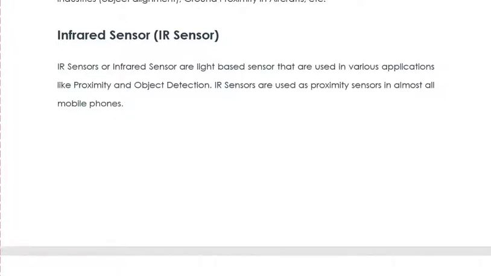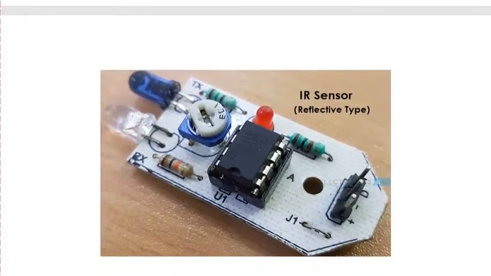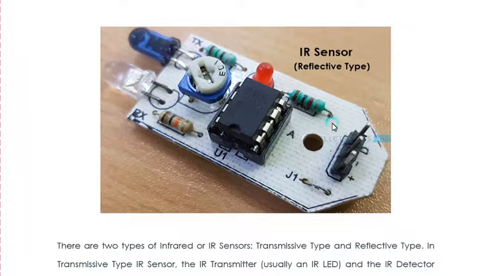IR sensors are used as proximity sensors in almost all mobile phones. So, pwede man siya magamit as your proximity sensor. So, we have this one, amo na ang itsura sa imong IR sensor, but this is just a reflective nga type.